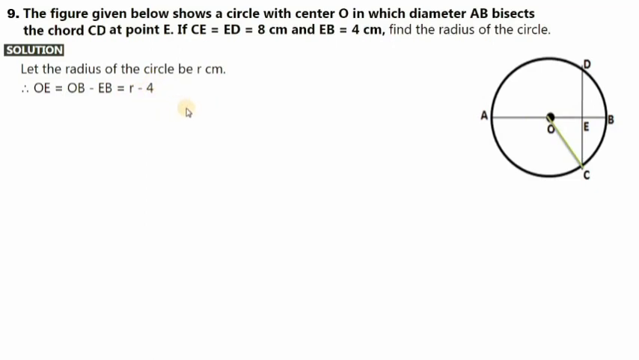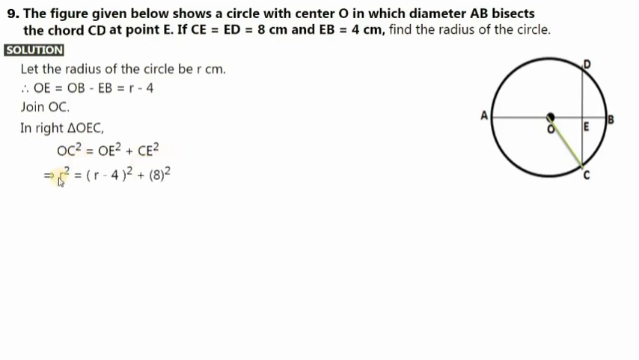Simple, right? So we have, as I told you, we will join O and C. Now in triangle OEC, if you observe this triangle, this is again a right angle triangle with OC being the hypotenuse. So hypotenuse square is equal to perpendicular square plus base square. Now let's put the values.